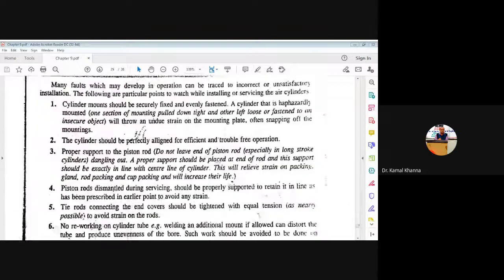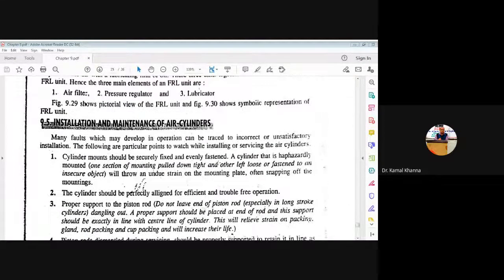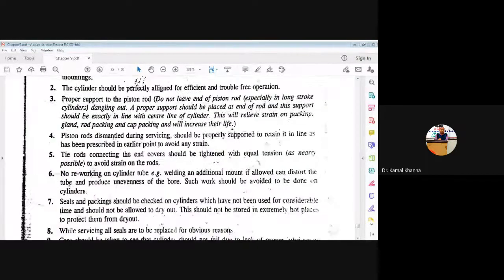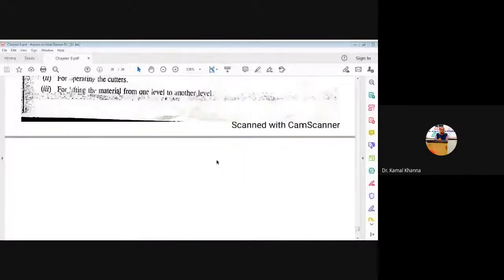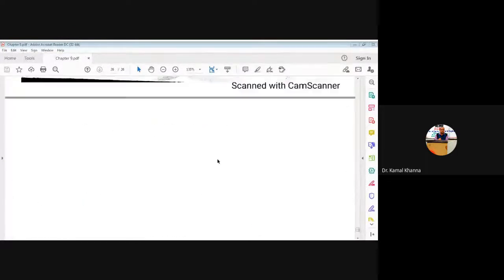Last is the installation and maintenance of the air cylinder. That is how you can install and maintain your air cylinders. You can read, these are the applications of the air cylinder.